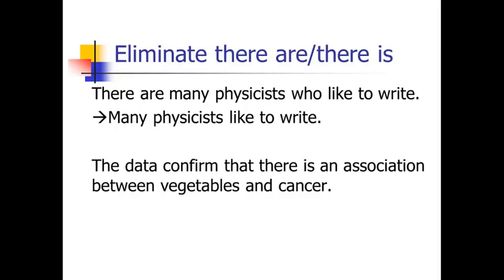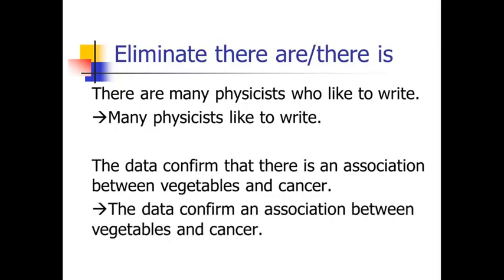The data confirm that there is an association between vegetables and cancer. Well, how about just, the data confirm an association between vegetables and cancer? Notice that we didn't need the that there is. So a lot of times, if you're finding yourself writing a there is or there are, check and make sure that it's really necessary. A lot of times you can get rid of it. You have to think a little bit about it and get in the habit of doing that, but you'll pick that up pretty quickly.